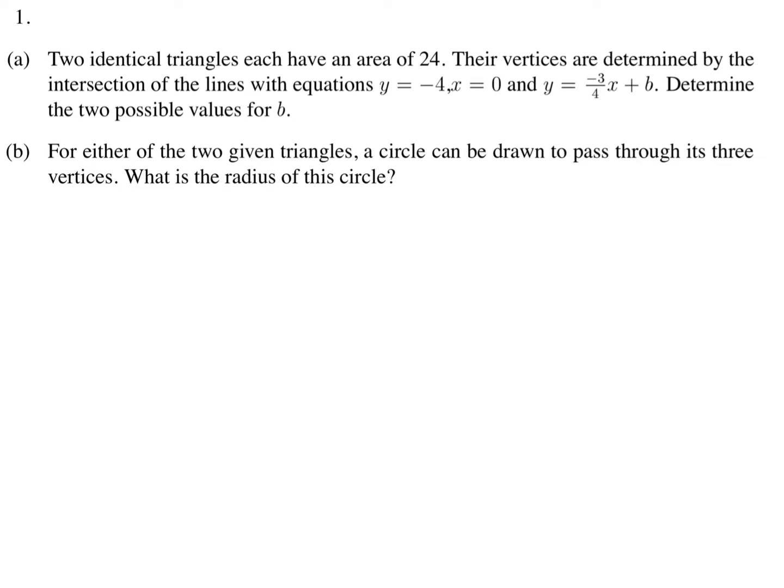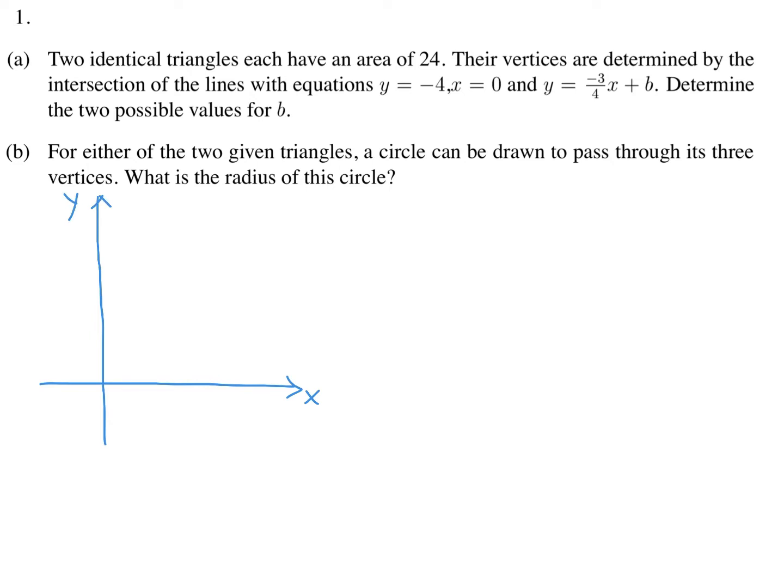And then part B, for either of the two given triangles, a circle can be drawn to pass through its three vertices. What is the radius of the circle? Well, we don't need to be Rembrandt here. Just a basic diagram will suffice.